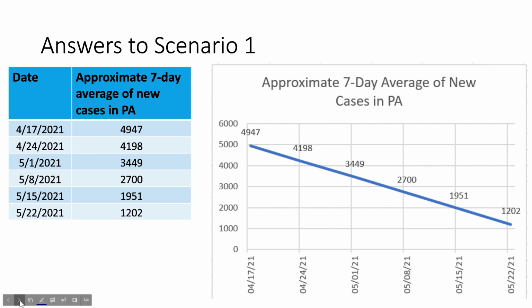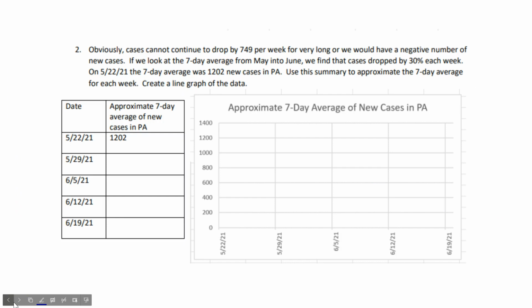Our second scenario continues with the COVID data, but as is often the case, it doesn't drop as significantly after a little bit. They start to see a slow in the decline. So we can't drop by 749 cases for very long, or we go to a negative number. So from May to June, we had cases drop by about 30% each week.